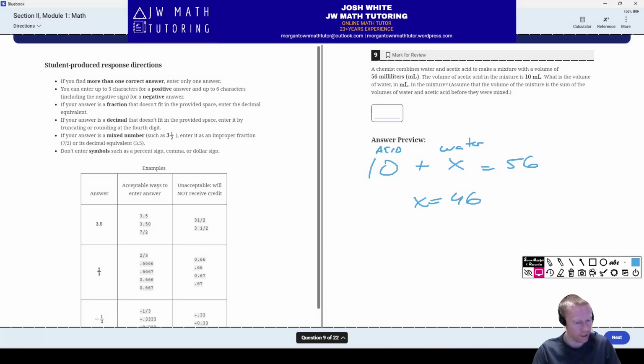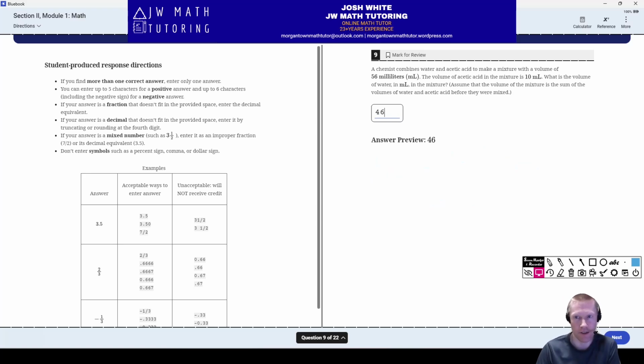Again, the wording of this, if you read it, is much more confusing than what's actually going on. You're just adding these two things together. 10 of one, 46 of the other makes 56 total.